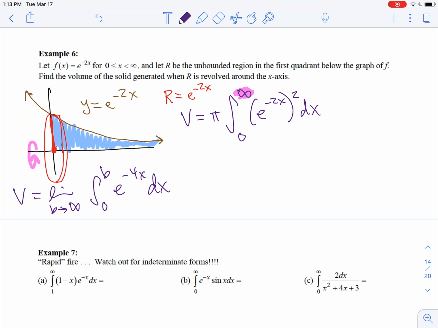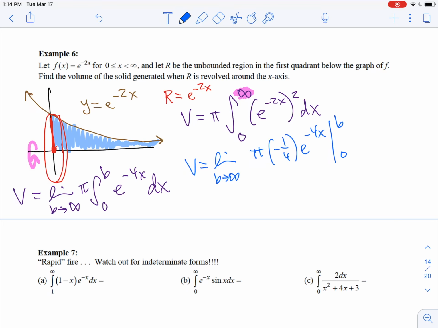All right, so now all we do is we need to find the anti. Whoops, sorry, I forgot my pi right there. Sorry about that. All right, so now we want to find the antiderivative of this. We still know that this volume is going to be equal to the limit as b approaches infinity of pi times negative 1/4 times e to the negative 4x, and we're going to evaluate that from 0 to b. All right, so now I'm going to clean this up a little bit and simplify things a little.